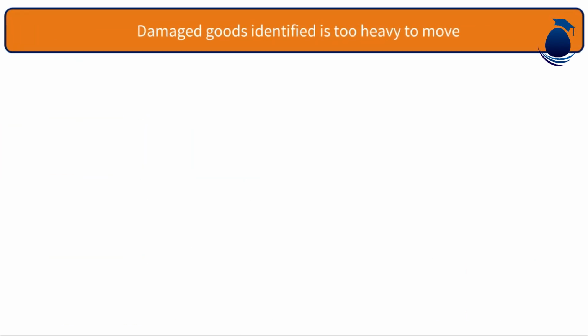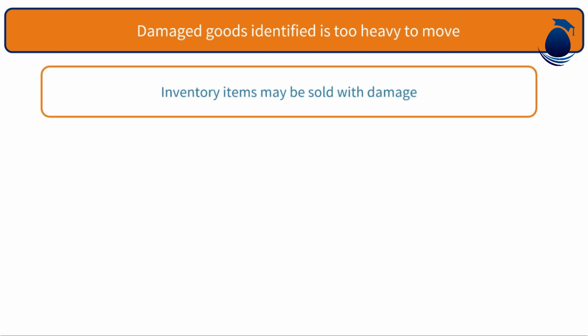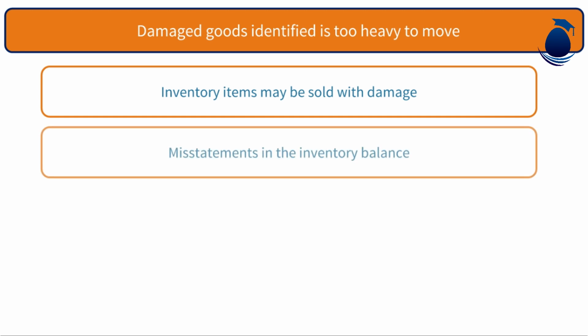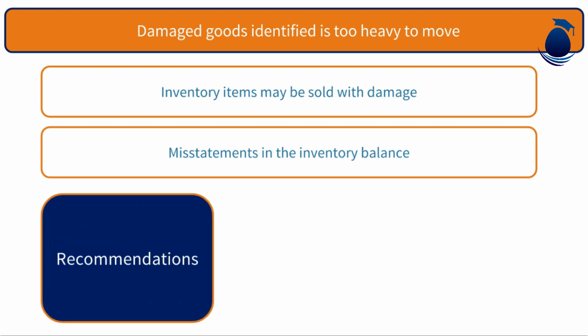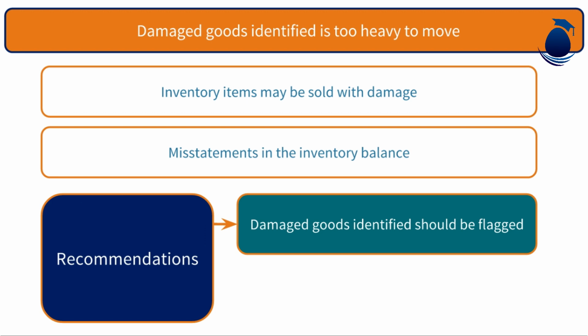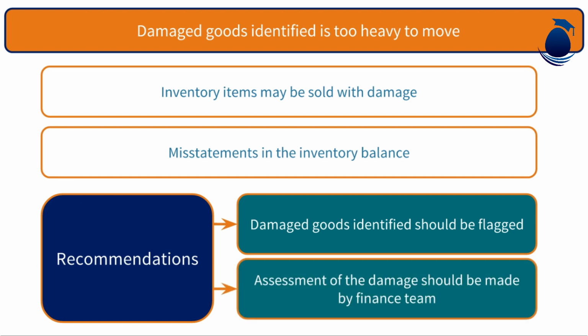Damaged goods identified are too heavy to move, and so they just make a note of the damage on the count sheets. If left unmarked, these inventory items may be sold with damage, affecting customer goodwill. The write-down of the valuation may also be missed or incorrect, causing misstatements in the inventory balance. The recommendation is that all damaged goods identified should be flagged and either moved so no further sales can be made. An assessment of the damage should then be made by the finance team so that any write-downs are accounted for.